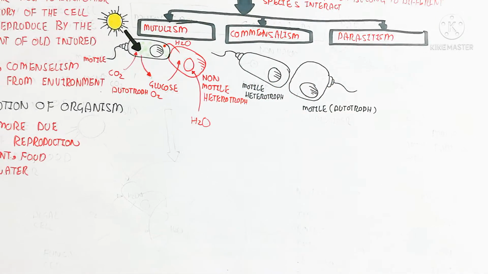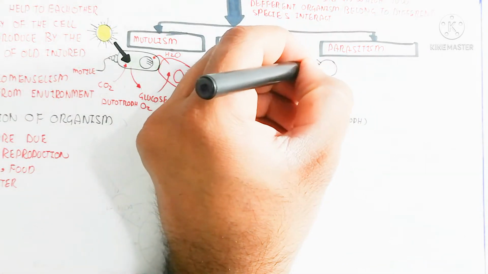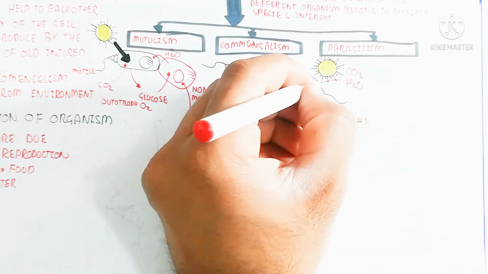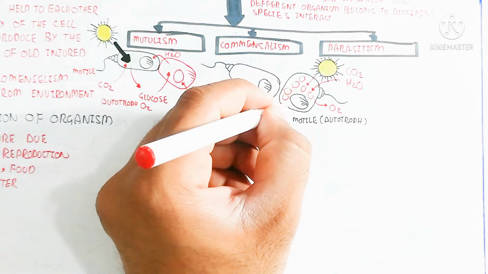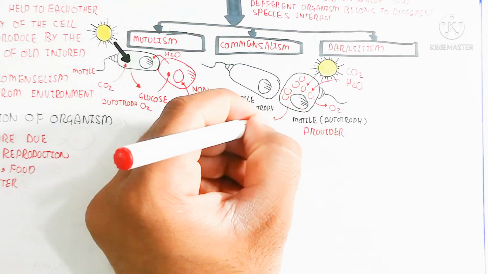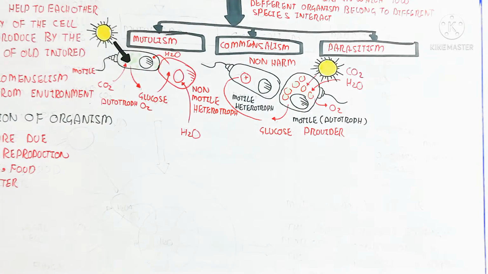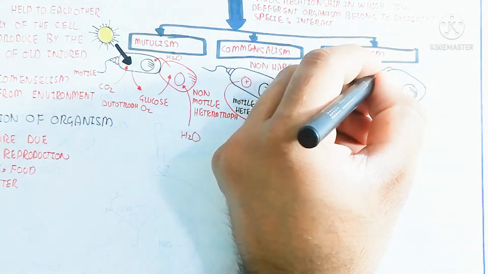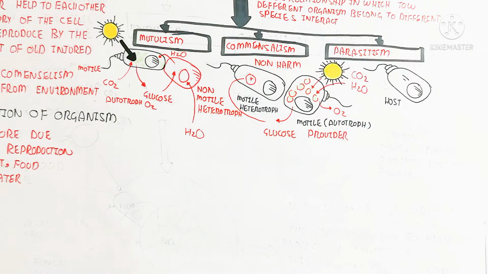So here you can see commensalism means one cell is related to one species and the other cell is related to the other species, both interact with each other, and one is motile and the other is also motile. But the important thing is that the autotrophic cell will give the glucose to the heterotrophic cell, and in this way the heterotrophic cell will not give anything.